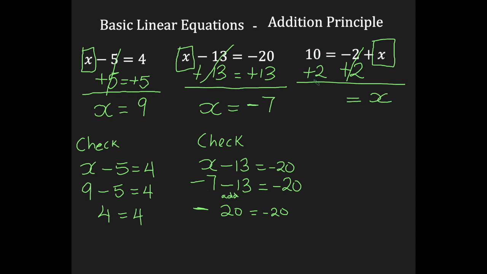These two are both positives, so you're going to add. Your answer is 12. Many students don't like writing it this way. They like their x always on the left, so if you want to, change it around. X equals 12.